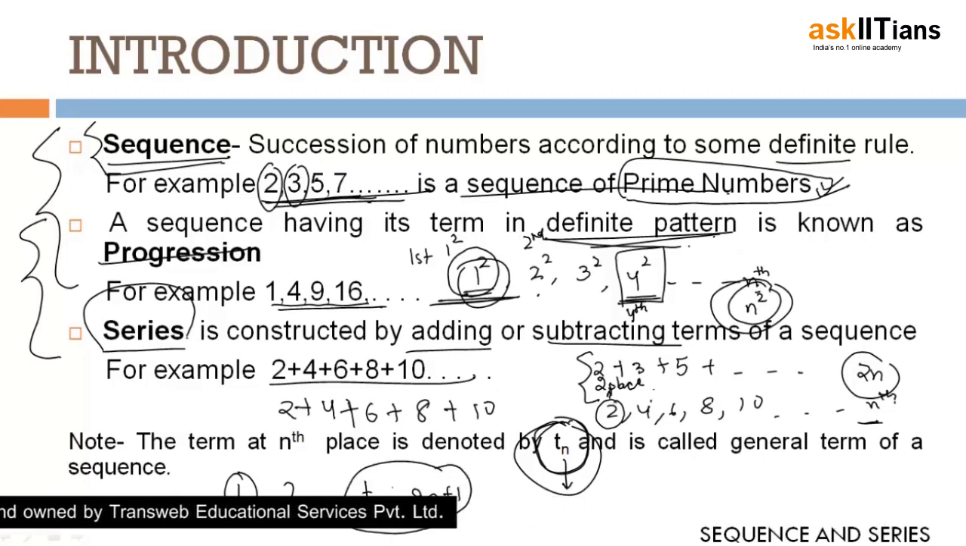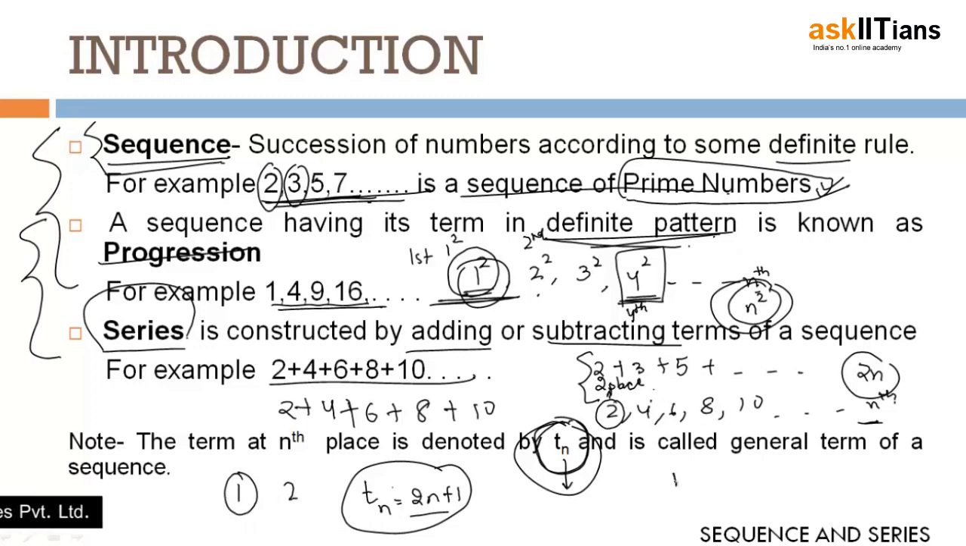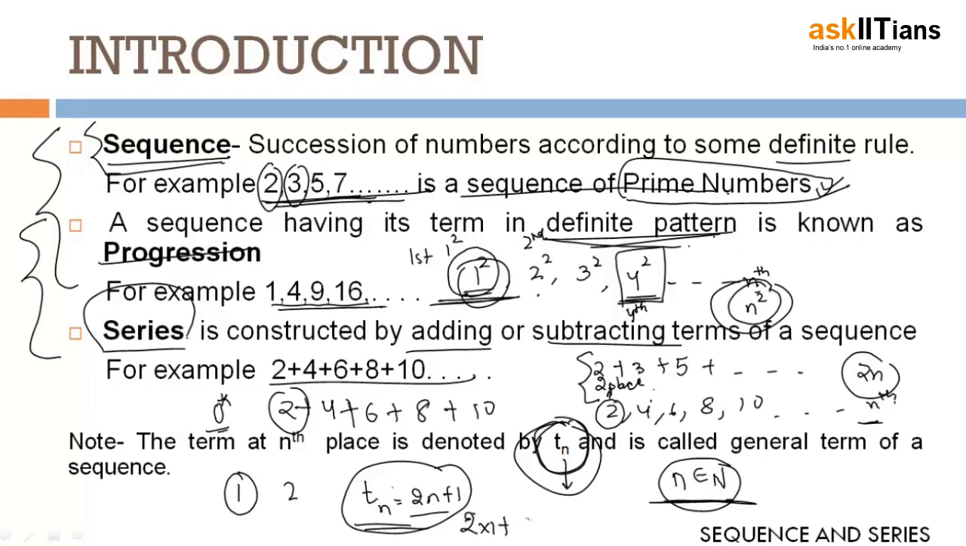One key thing to note here is that this n will always be a natural number. Keep in mind that you cannot have a zeroth term. The terms always start from the first term, second term, third term, and so on. So if I want to write this progression, how will I write it? The first term will be 2 into 1 plus 1, the second term will be 2 into 2 plus 1, and so on. You can clearly see that this will be 3, 5, next 7, and so on.